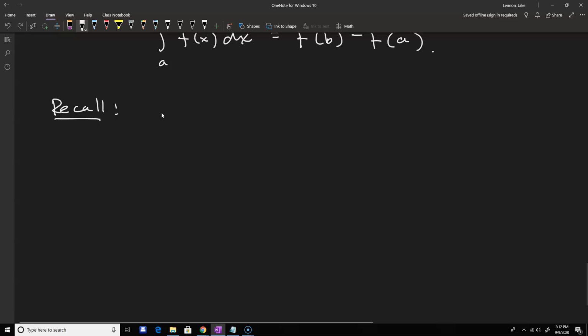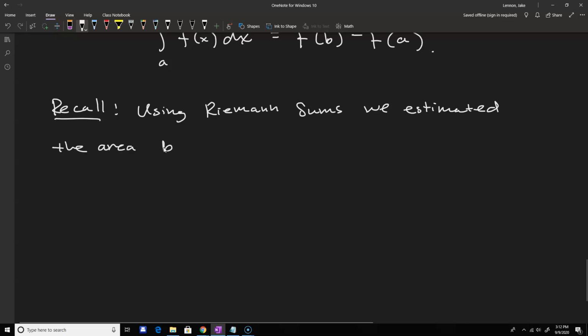so we did such an example. So using Riemann sums, we estimated the area below y equals x squared from x equals 1 to x equals 3 was something like 8.72.